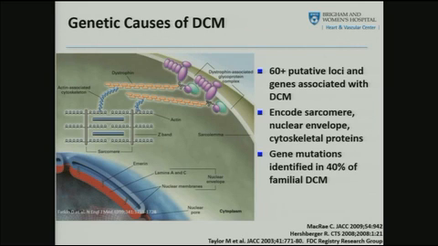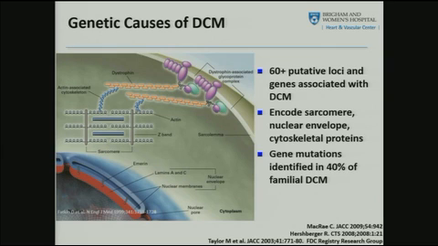So what are the genetic causes of dilated cardiomyopathy? Well, with advancing research, there are about 60 different loci and genes that have been associated in some measure with dilated cardiomyopathy, and these span the gamut from sarcomere proteins to nuclear envelope proteins like lamin to cytoskeletal proteins.